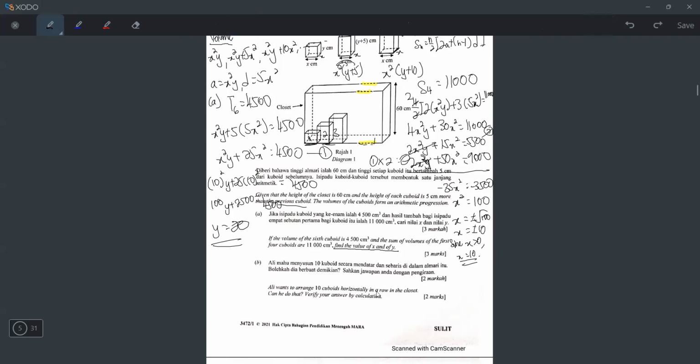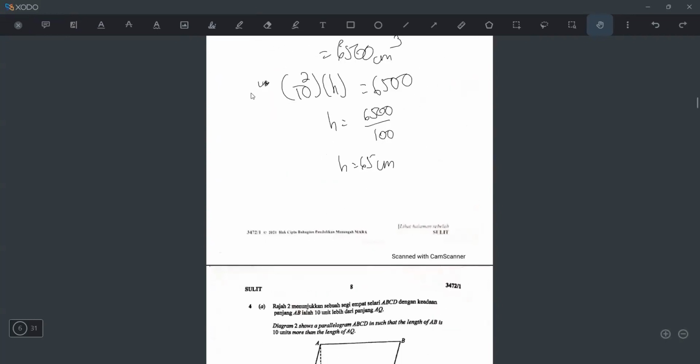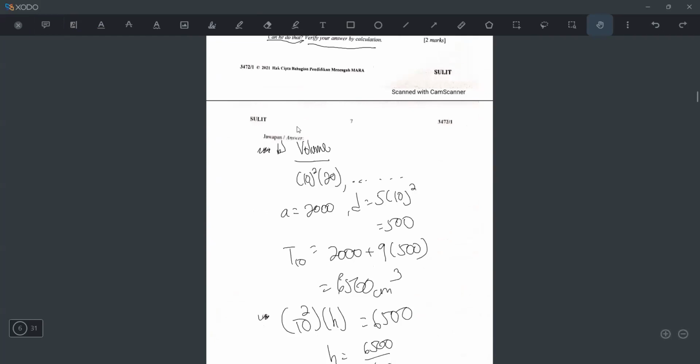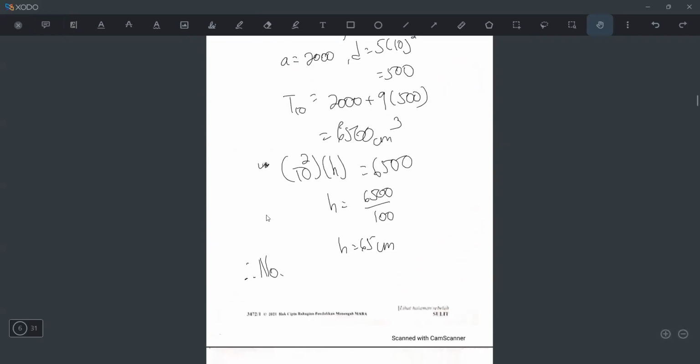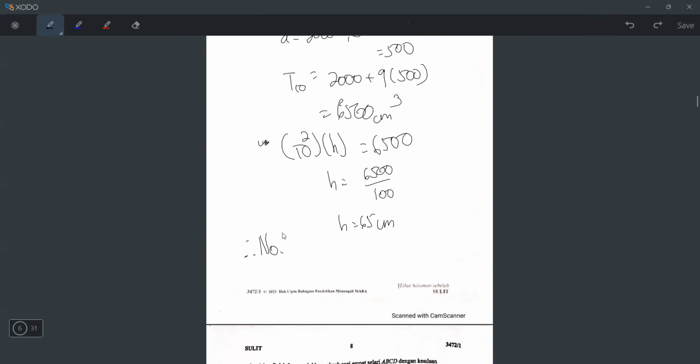So can he do that? Verify your answer. So if you want to arrange 10 cuboids horizontally, can he do that? No. Yeah, the answer is no, because 65 cm is like, okay, it's already out, like the height is taller than the closet already. Okay. So I will write no. Right? Can you do that? No. And they ask you to what? Verify your answer by calculation. So actually I already verified already, but let's write a sentence for them.